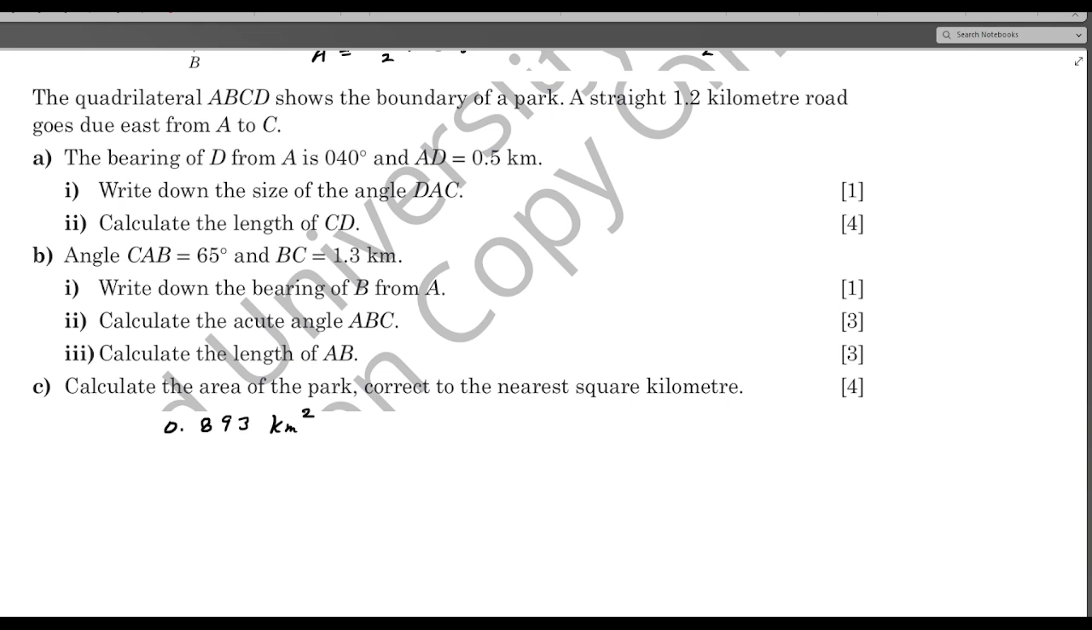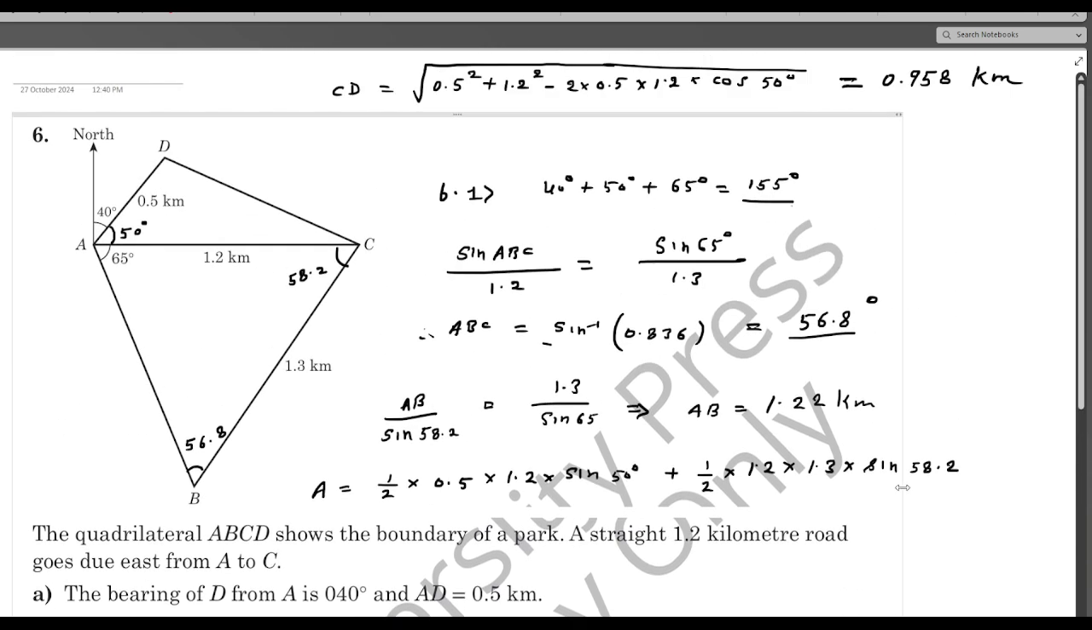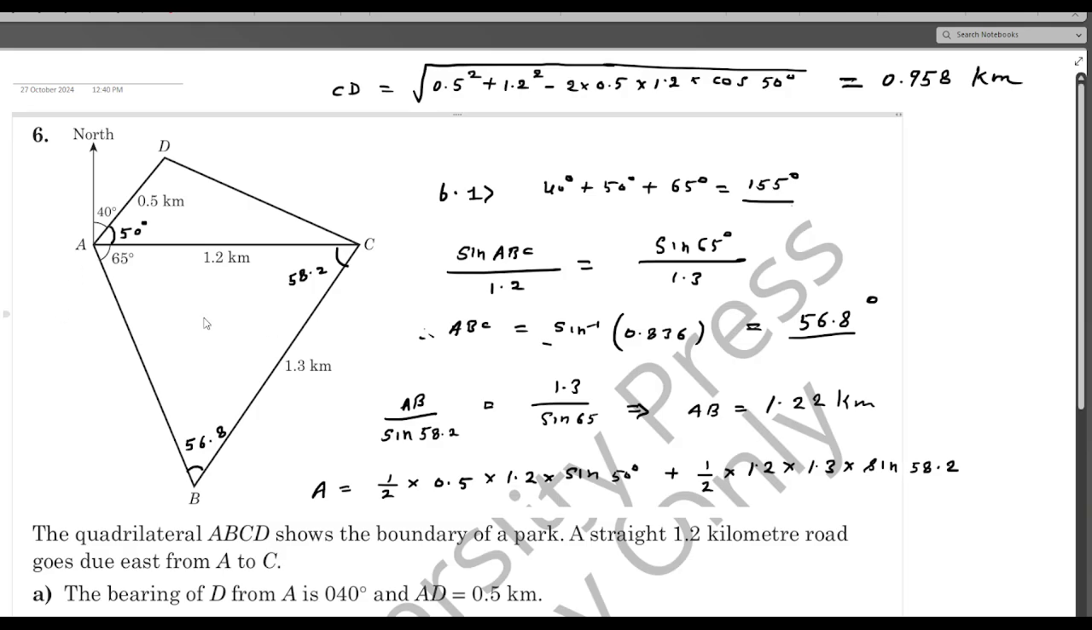This is for 4 marks. Okay, so this whole problem, 4 plus 1 is 5, plus 1 is 6, plus 3 is 9, plus 3 is 12, plus 4 is 16 marks. So this is your question number 6. Now let me see if you have any other question. So that's it. We have total 6 questions in this exercise.